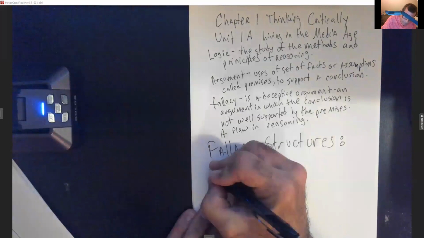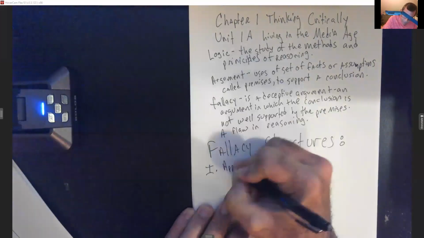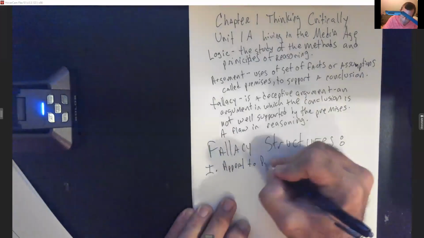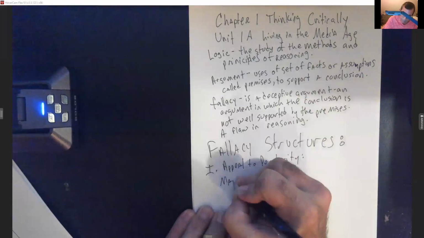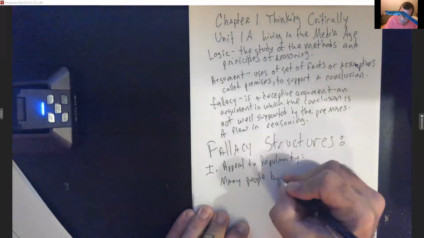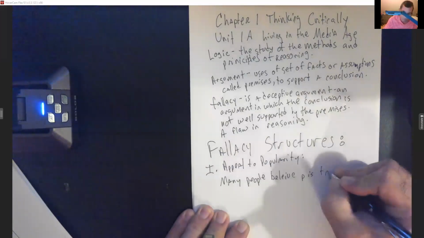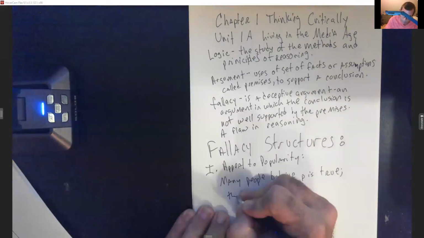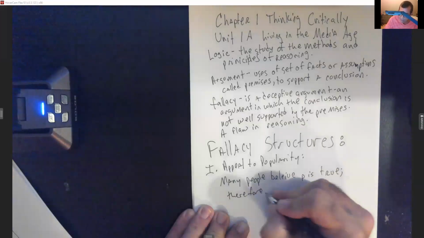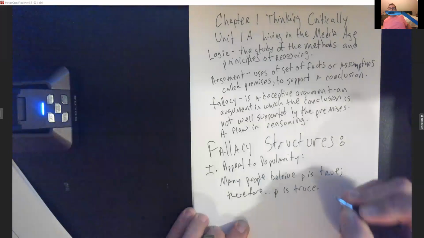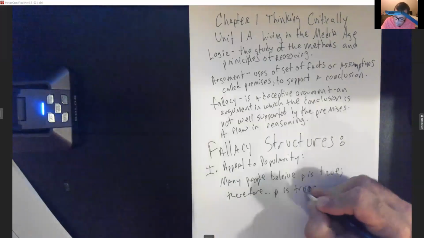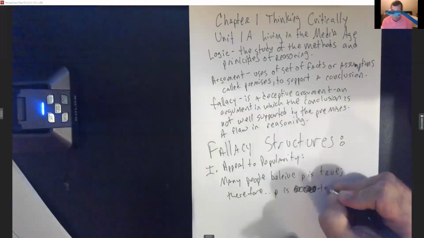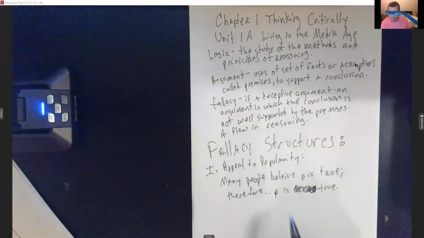So the first one is appeal to popularity. This would be like: many people believe P is true. Therefore, P is true. So a whole lot of people think something's good, so in the end we're saying, well, that should be true. Many people believe P is true, therefore P is true. Got carried away on my writing there, y'all.